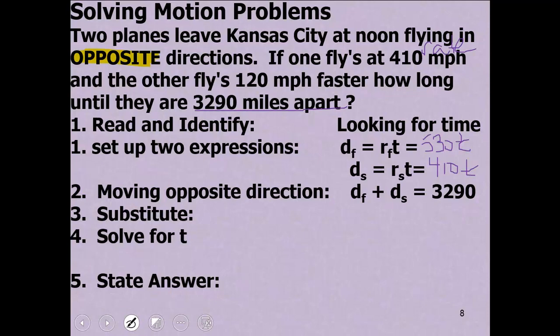I have my faster is 530 t plus 410 t is equal to 3290. Okay? So now I'm just going to add those together, and I get 940 t is equal to 3,290 miles. And then I'm just going to divide.